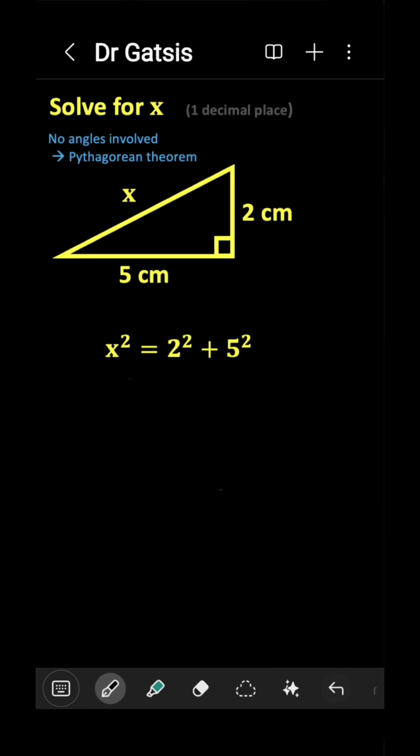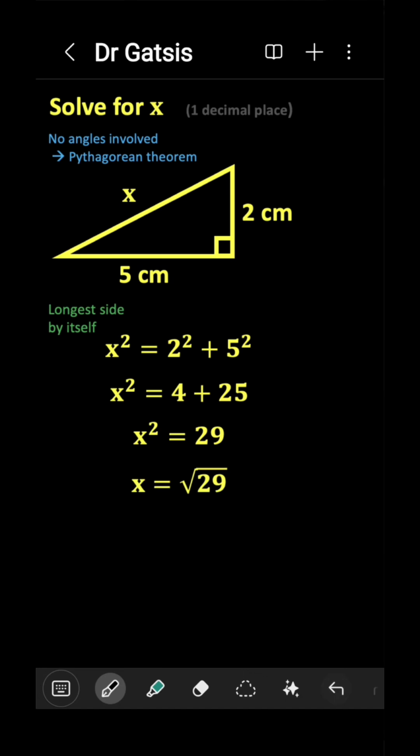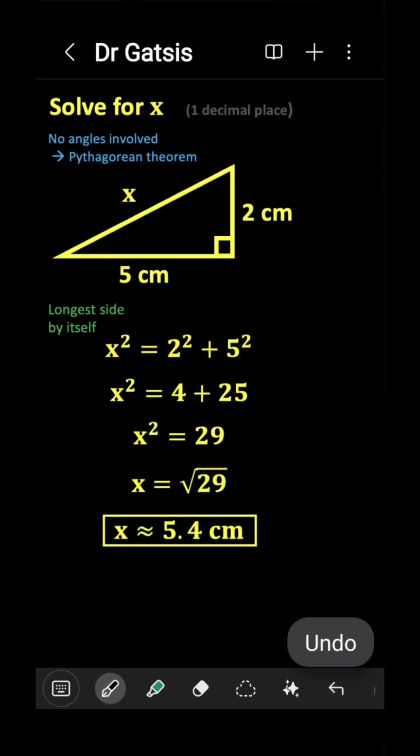What I like to do is just say that the longest side goes by itself, which in this case is the quantity x. X is not by itself because it's a variable. It is simply the longest side, or the hypotenuse. We can simplify the right-hand side by evaluating the squares, simplifying to x squared equals 29, and then we take the square root of both sides, giving us an exact answer of root 29 centimeters, or to one decimal place, 5.4 centimeters.